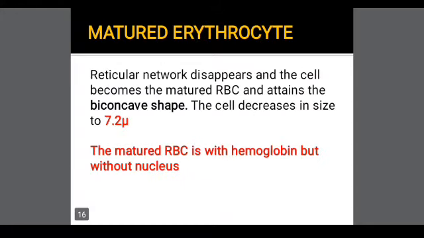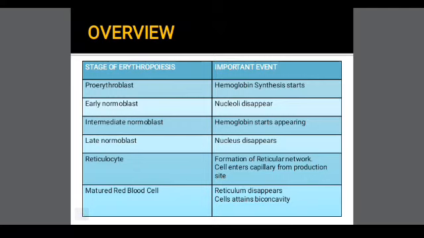Very important. Now, from the reticulocyte stage, it becomes the matured RBC. The reticular network disappears, and the cell becomes the matured red blood cell and attains the biconcave shape. The cell decreases in size to about 7.2 micrometers. The matured RBC has hemoglobin but no nucleus, because the nucleus has disintegrated at the final phase of the late normoblast.